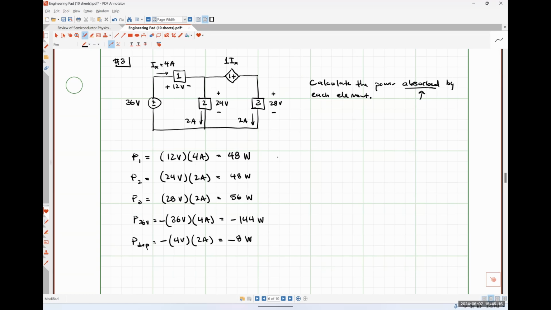So we have all of our absorbed powers. Just as a sanity check, what happens when we add all these numbers together? Equals 0. Yep, so 48 plus 48 plus 48, because 56 minus 8 is 48. That's literally 12 times 12 equal to negative 12 times 12, so it looks like 0 to me. So Tellegen's theorem was satisfied, which means we didn't make any mistakes. Great job.